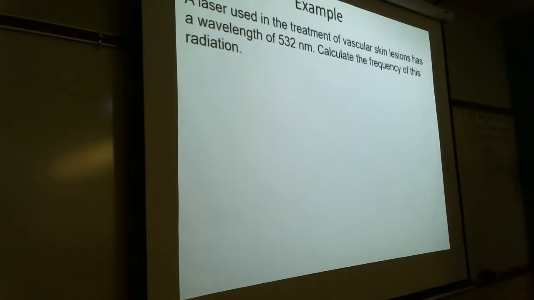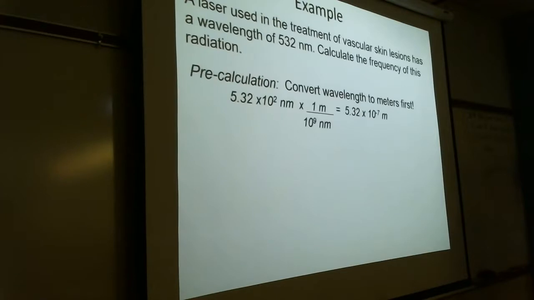So wavelength is given. We want to know frequency. What other piece of information do we need to have? We need to know the speed of light, which you are responsible for knowing. What is it? 2.99 times 10 to the 8th. Right. But before we do any calculations, we've got to convert nanometers to meters, right? Because speed of light is in meters per second. And if I plug in nanometers, well, then my units are going to be a disaster, right? Because then I'll have crazy units involving nanometers and meters.